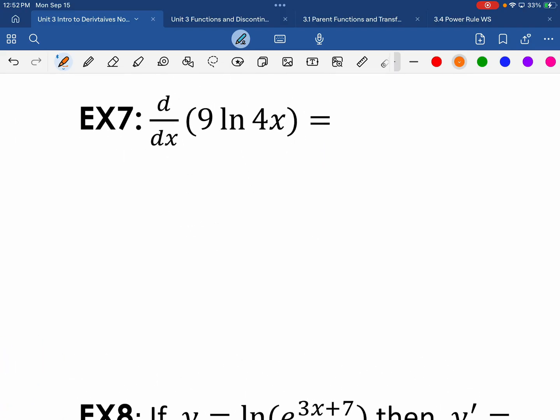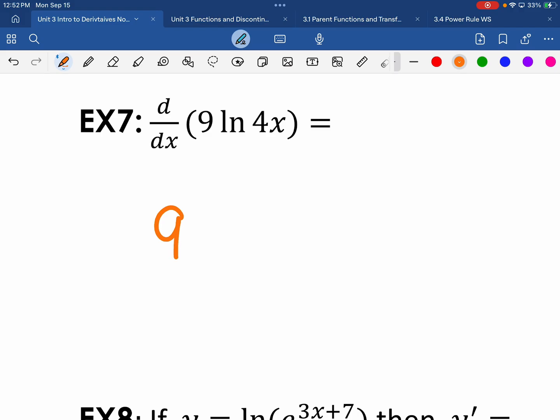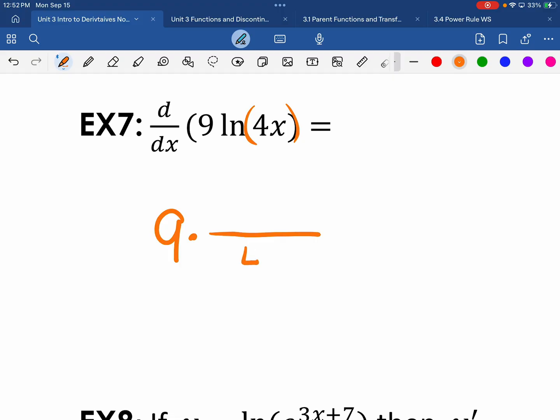Okay, so let's go to 7 now. All right, the 9 is hanging out. What is in the log? 4x. So does the 9 hang out? The 9 is hanging out in the front. It's getting multiplied. Still 1. Not 1. What's the derivative of 4x? 4. Wait. I thought it was what?